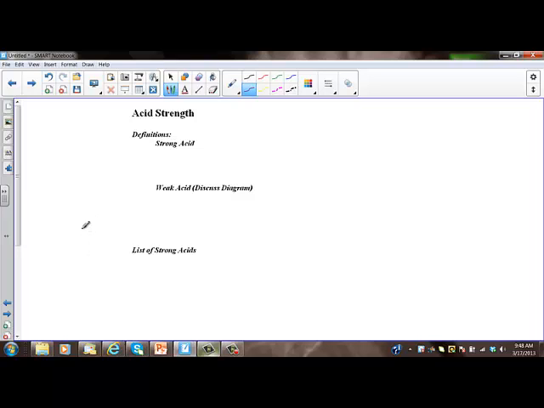Okay, so strong acids, we just said that the Ka will be very large. The acid completely ionizes.